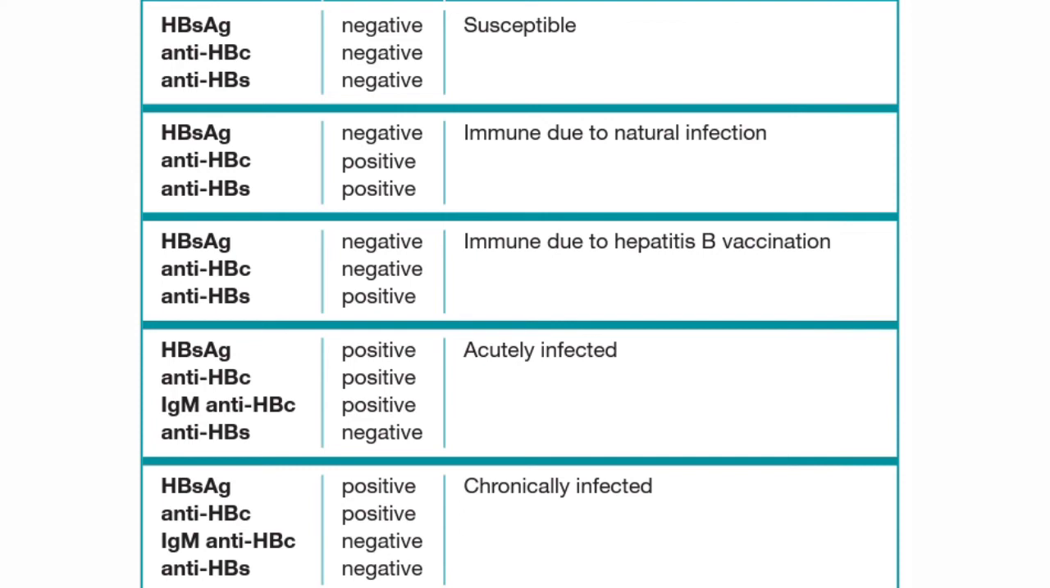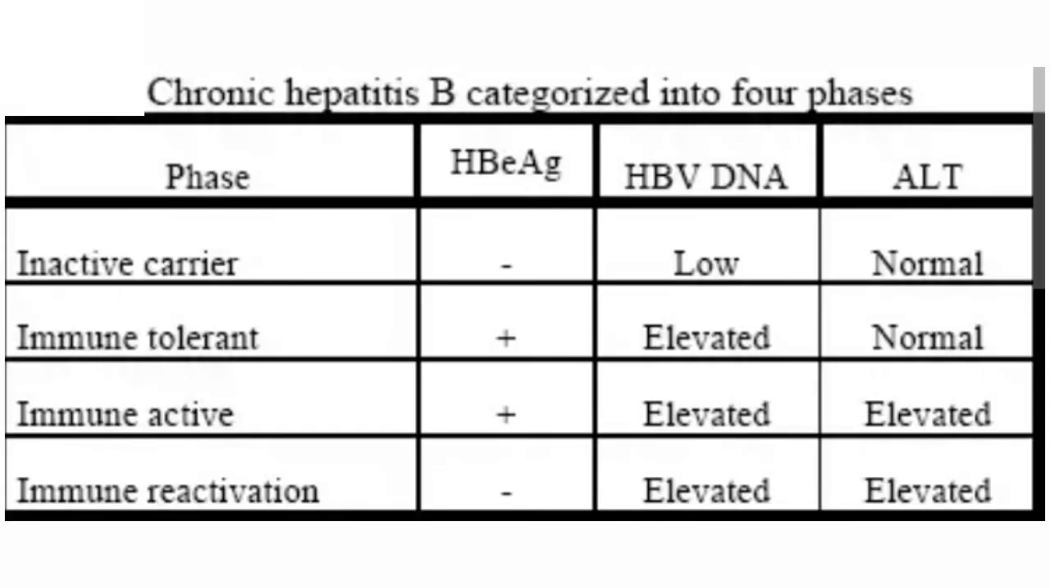In chronically infected patients, the important thing again is the antibody: anti-HBc total will be positive, IgM will be negative, and IgG anti-HBc, that is against the core antigen, will be positive. So the core antibodies differentiate whether acutely infected or chronically infected. Now, if the patient is chronically infected, then they can be further classified into four stages depending upon the viral load, the E antigen positivity, and the ALT level.